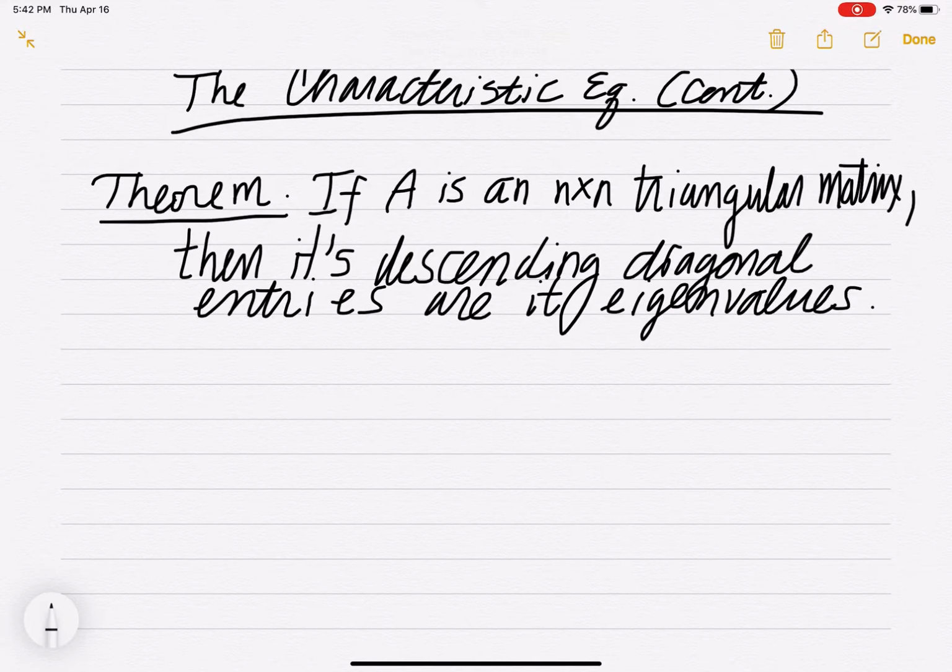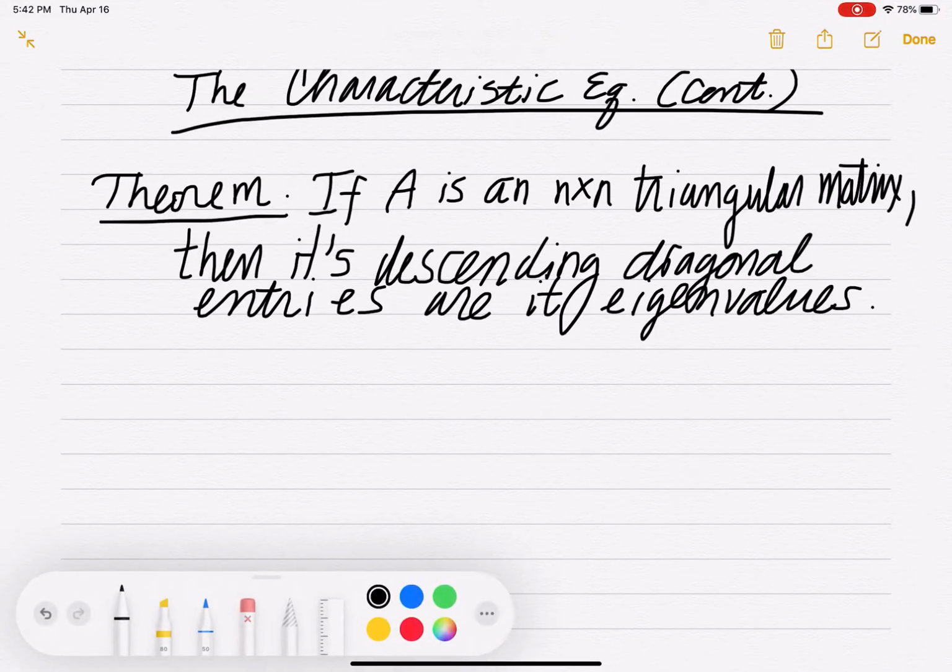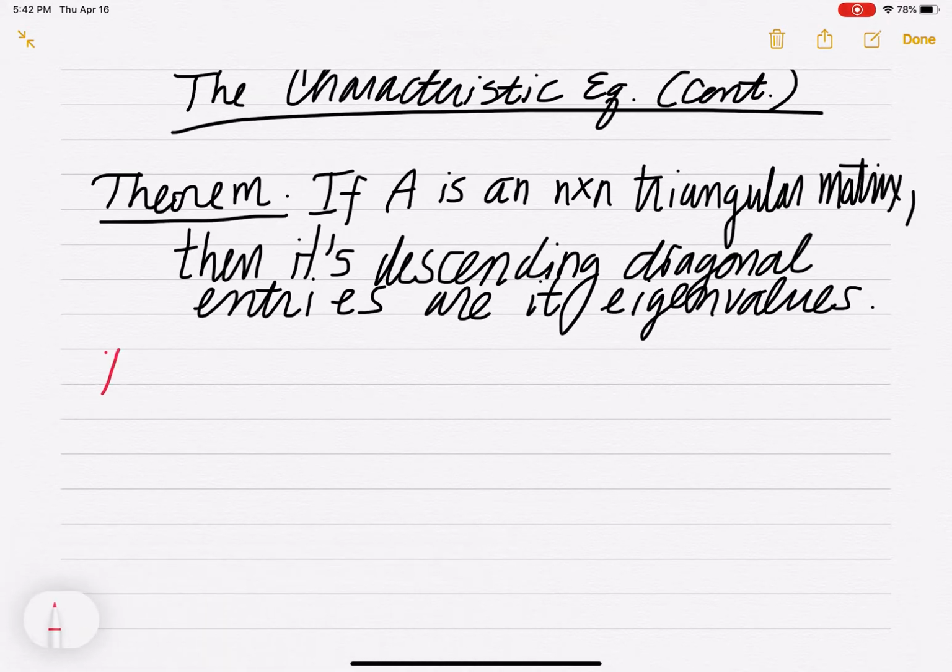Okay, I'm not going to prove the whole theorem. I'm going to prove half of the theorem. I'm going to prove it just for upper triangular. You can do the same thing for lower triangular. So here's a proof just for upper triangular matrices. I'll call it a partial proof. It's not really a full proof, but it's sufficient.